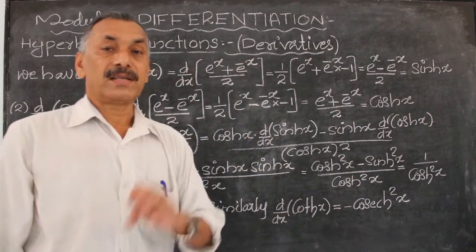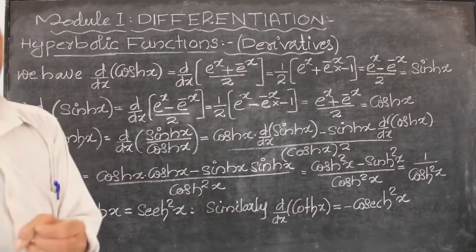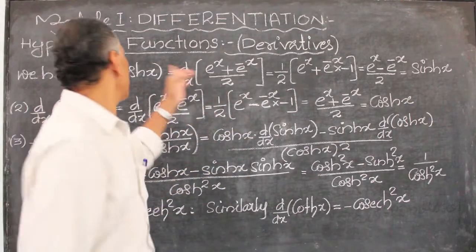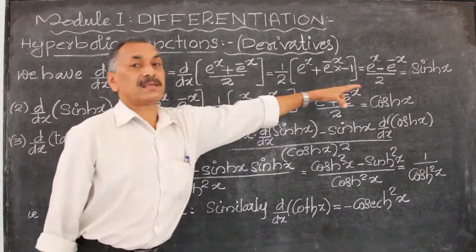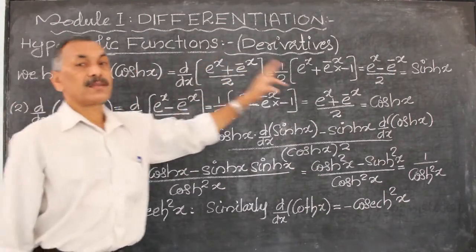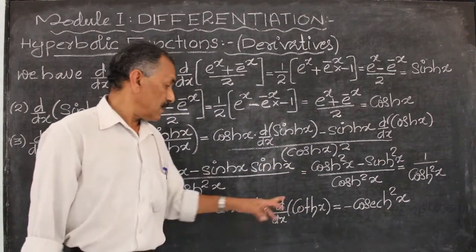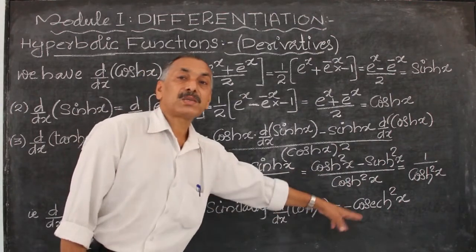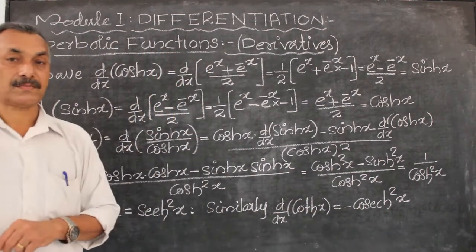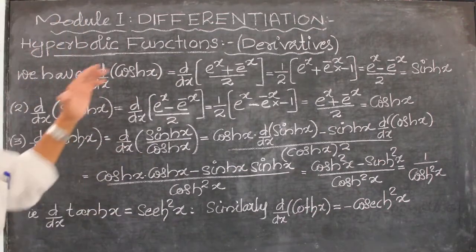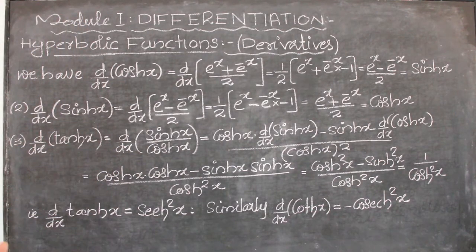Okay? What is the derivative of cosh x? Sinh x. Derivative of sinh x? Cosh x. Derivative of tanh x? Sech squared x. Derivative of coth x? Minus cosech squared x. Okay? Now, you can save it. Note it down like what you want to do.